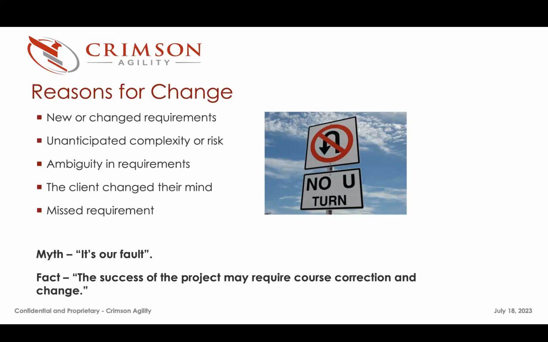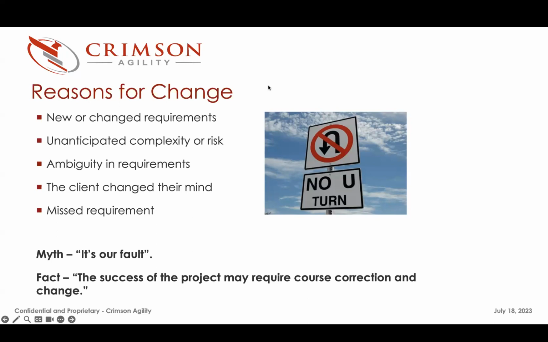Sometimes, despite our best efforts, the requirements are ambiguous. Maybe to us, we made assumptions that weren't well documented. Maybe the client gave us the requirements at too high a level. And so there could be ambiguity in the requirements. Client changed their mind or missed requirements.